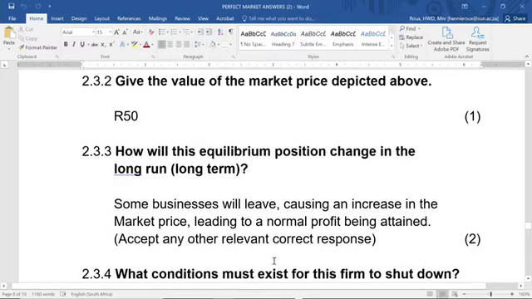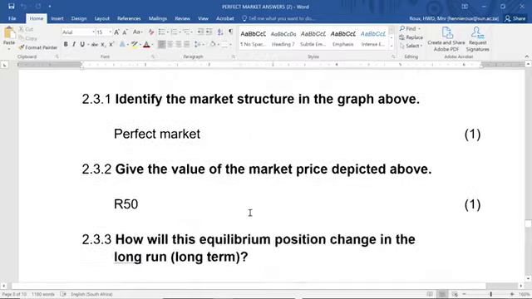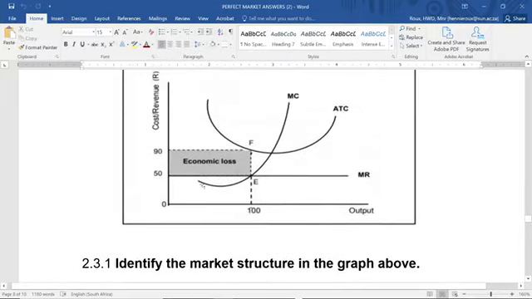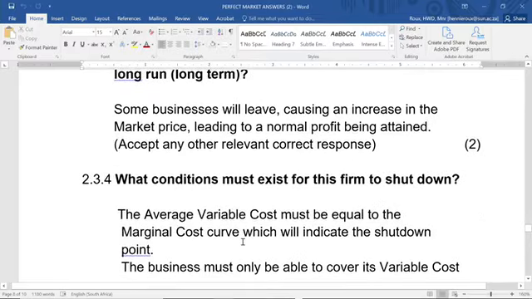What conditions must exist for this firm to shut down? Remember, making a loss doesn't mean shutting down immediately, because that can still be turned around. But in order to shut down, your AVC must be equal to your MC, and that's not indicated on this graph. Okay.